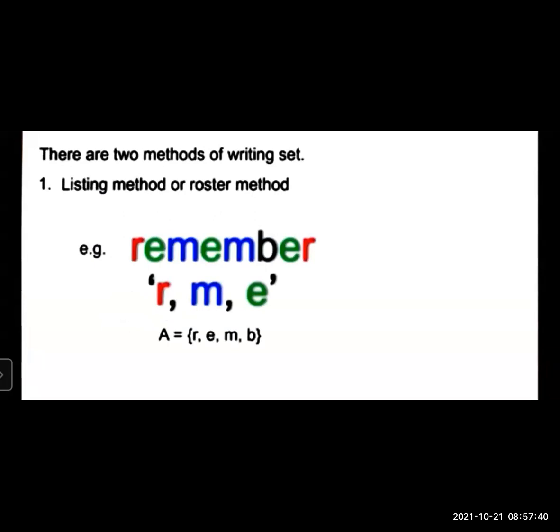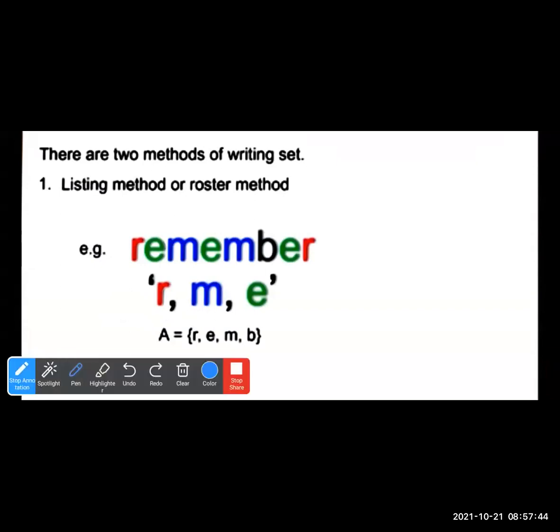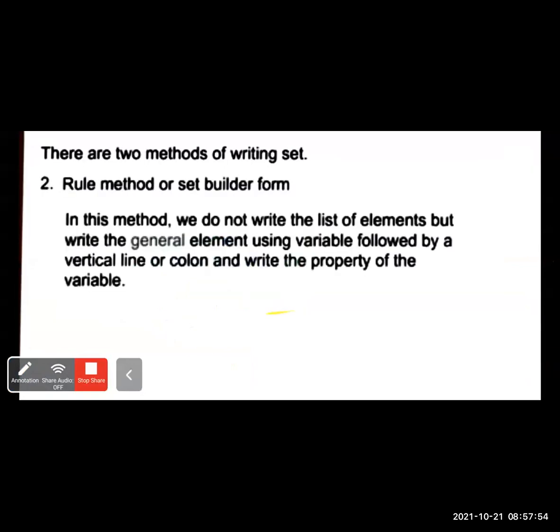For example, you can see this. Remember, as we have seen yesterday, in this word E is repeated thrice, M is repeated twice, and R is repeated twice. So R, E, M, B are the elements of this set.